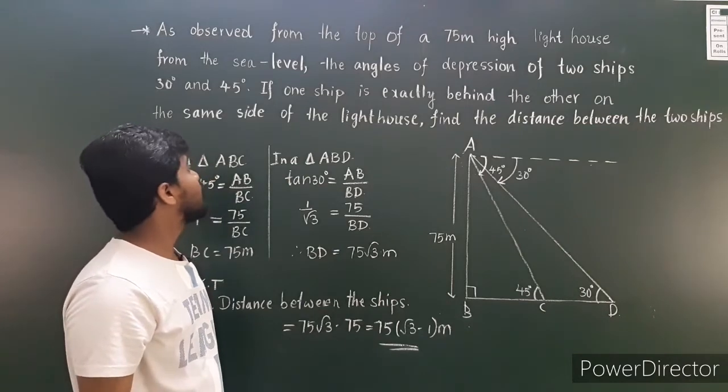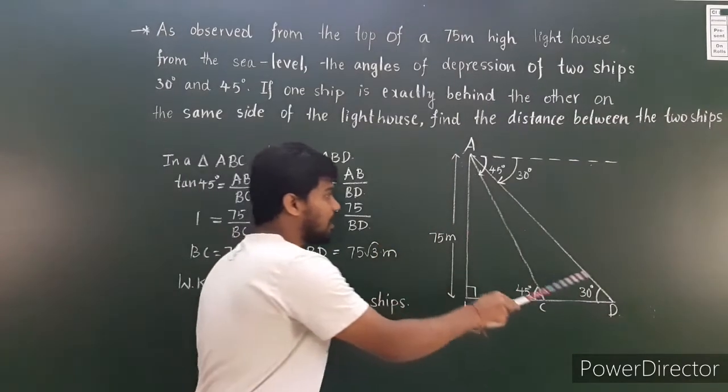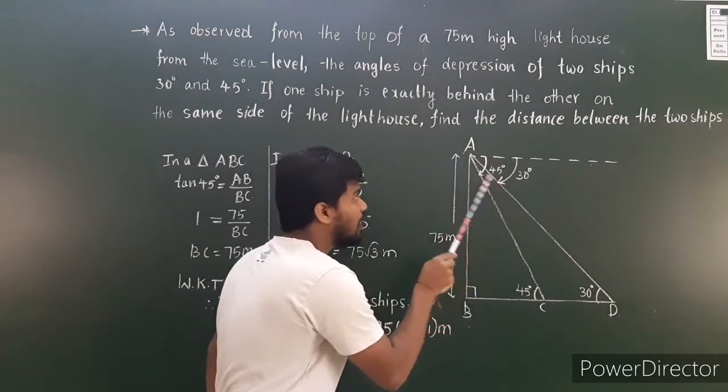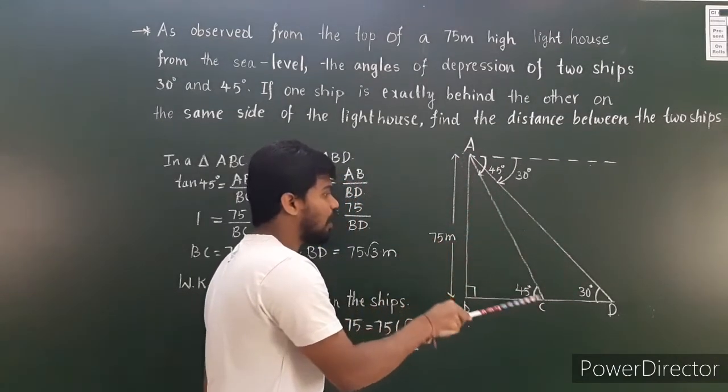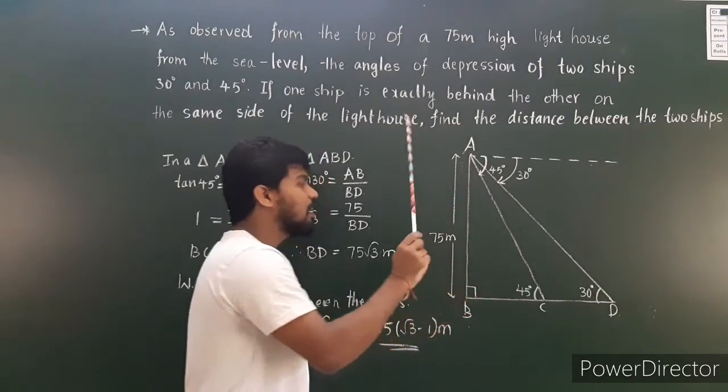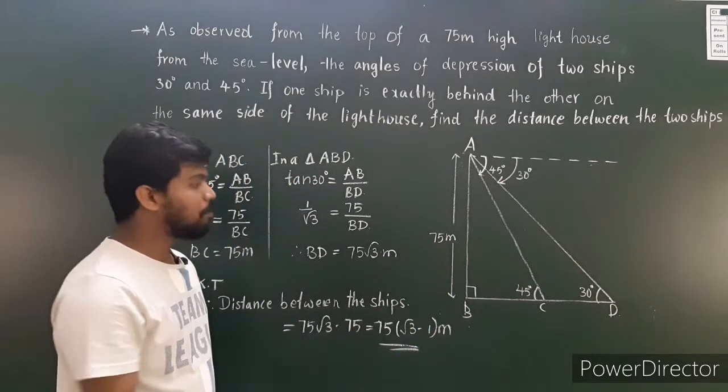The angles of depression of the two ships are 30 degree and one more, 45 degree. One ship is behind the other.